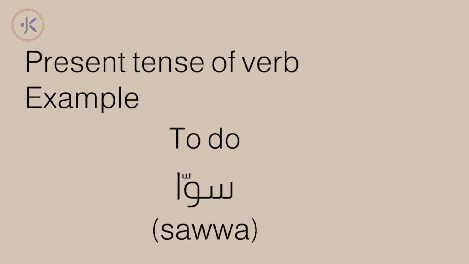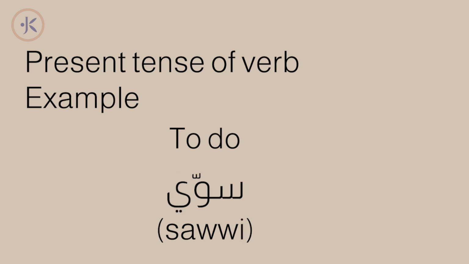Now, same thing for to do, سوا. How many A's? Two A's. The first A will stay, the second will become I. So سوا will become سوي. If I say it the other way, it's obvious it's not easy to our ears. So سوا is سوي. How can I conjugate that?